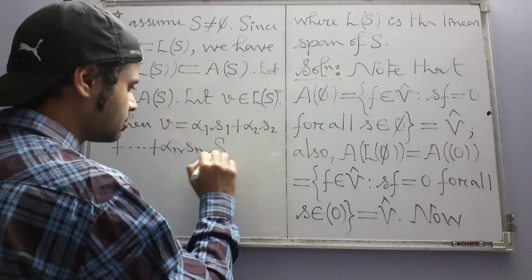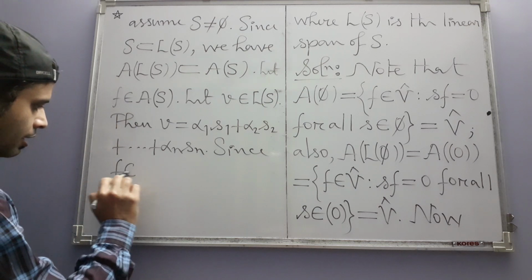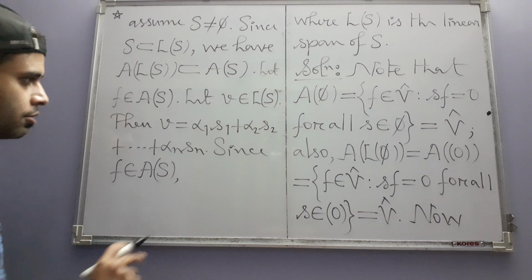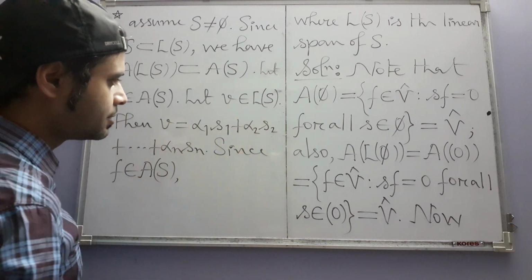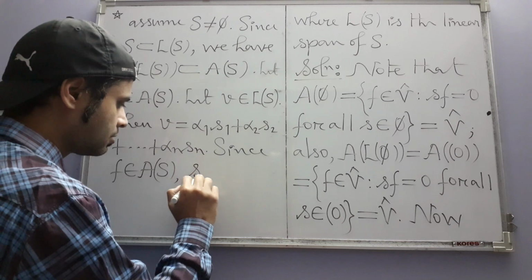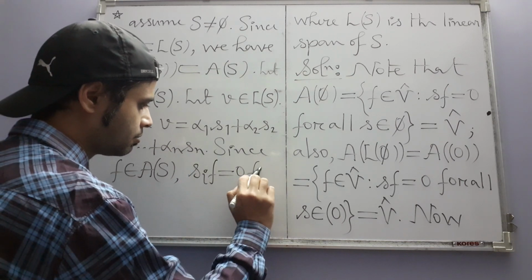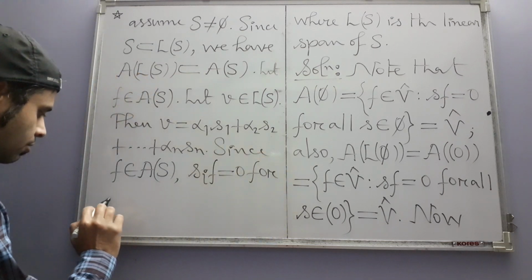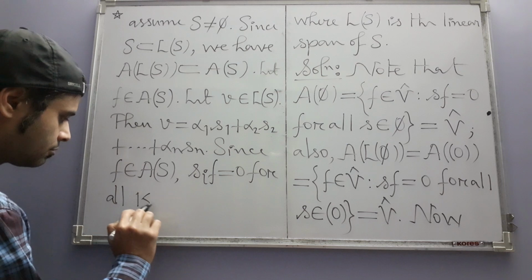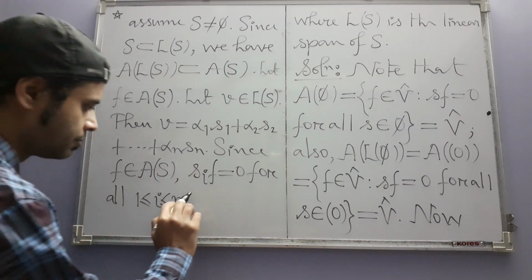Since F belongs to the annihilator of S, all these Si's will vanish under F. That is, SiF equals 0 for all i from 1 through n.